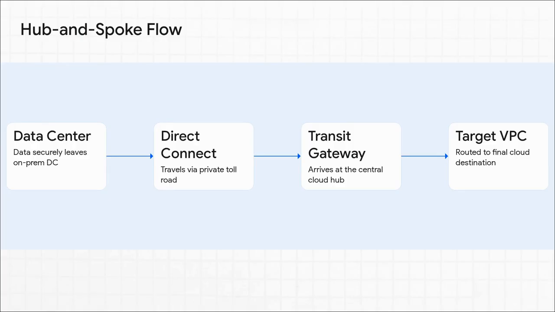First, your data securely leaves your on-prem data center. Then, it travels rapidly down your private Direct Connect toll road and arrives right at the central transit gateway hub inside AWS. From there, the transit gateway inspects the address and intelligently routes it directly to its final target VPC. It's just such an elegant, logical, and highly efficient flow of data that completely removes the guesswork from cross-cloud communication.